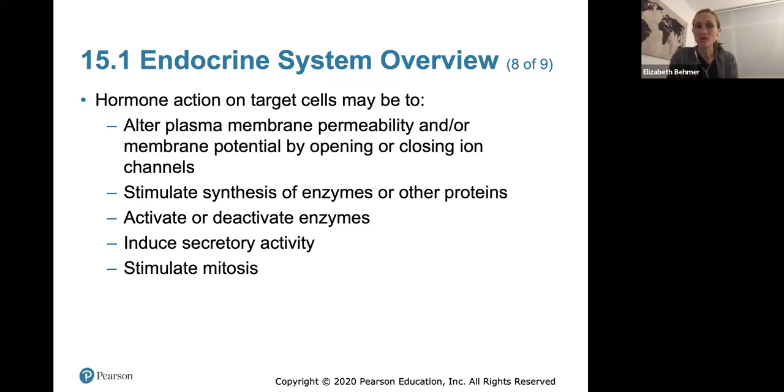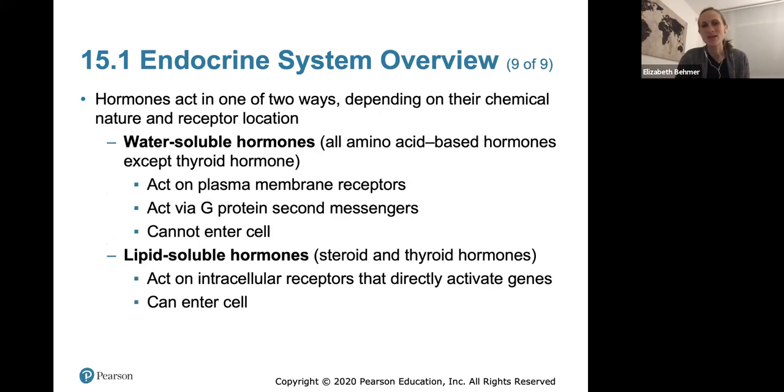Some hormone actions on target cells: they can alter the plasma membrane permeability or the membrane potential by opening or closing ion channels. They can stimulate the synthesis of enzymes or other proteins. They can activate or deactivate enzymes. They can induce a secretory activity to secrete something. They can also stimulate mitosis or dividing, which would lead to growth of cells in the body.